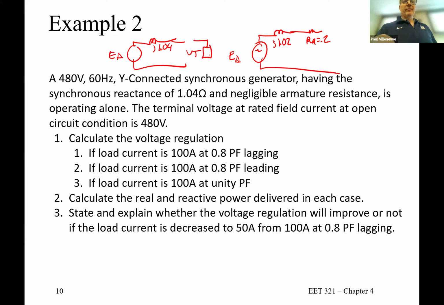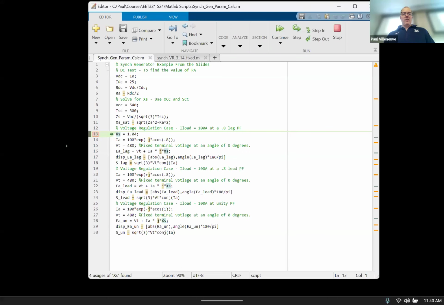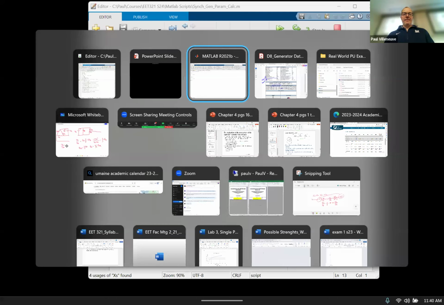And the load is going to vary based on each of those different conditions or different cases. The first case is if the current is at 100 at a 0.8 lagging power factor. Then we move to leading power factor, and then we do unity power factor. So let's go over to MATLAB.